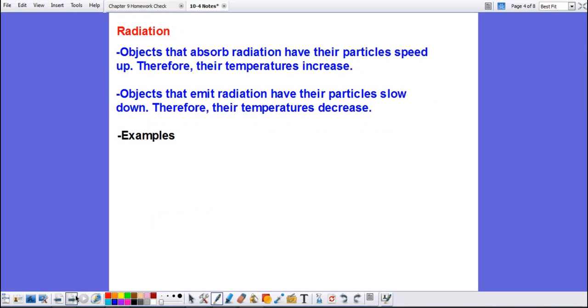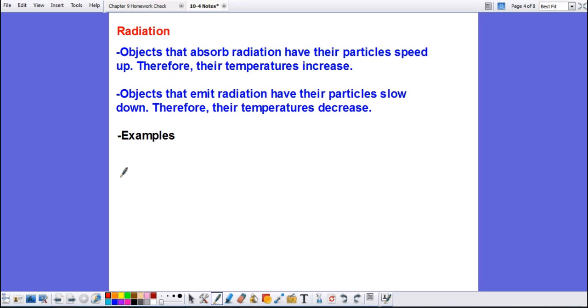Last method, radiation. Oftentimes when we hear radiation, we think that's not good. Radiation encompasses a lot of things, and there are a lot of them that are good. Objects that absorb radiation have their particles speed up, and therefore their temperatures increase. Objects that emit radiation have their particles slow down, and therefore their temperatures decrease. So an example, well, you can get radiation from the sun. And yes, it could be bad radiation, but it could also be something good.